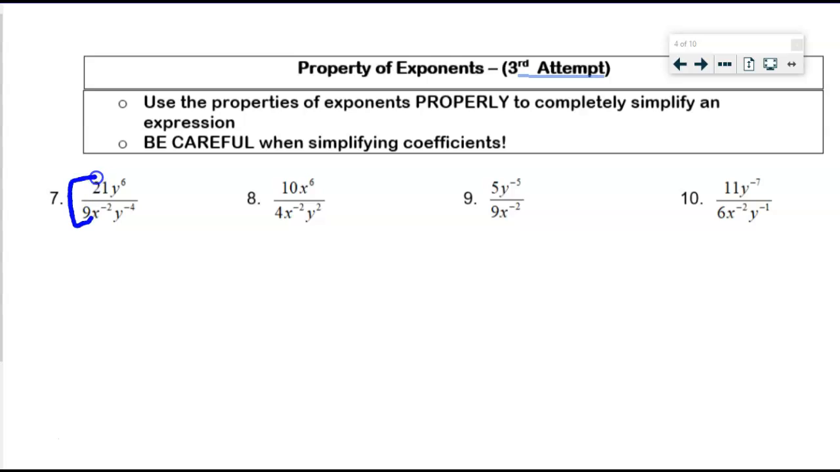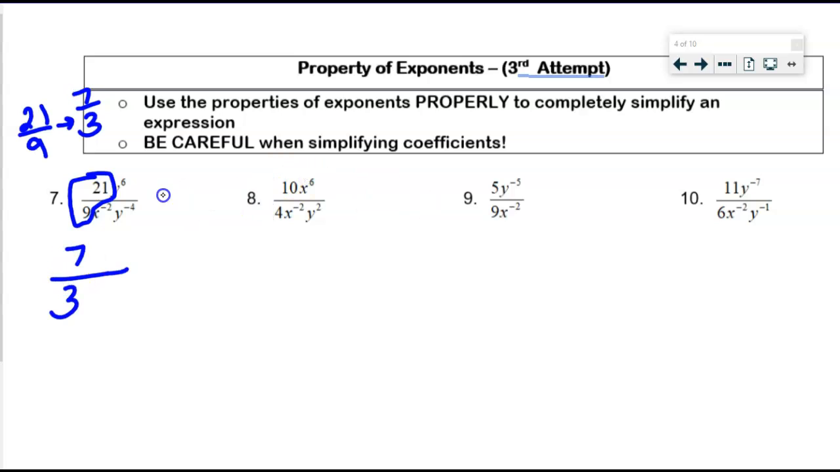They're not raised to any powers. You just have a 21 over 9. So the fraction 21 over 9 is a fraction that reduces. You can just hit math enter. They both divide by 3, so you end up with 7 over 3. So your true coefficient is 7 over 3.